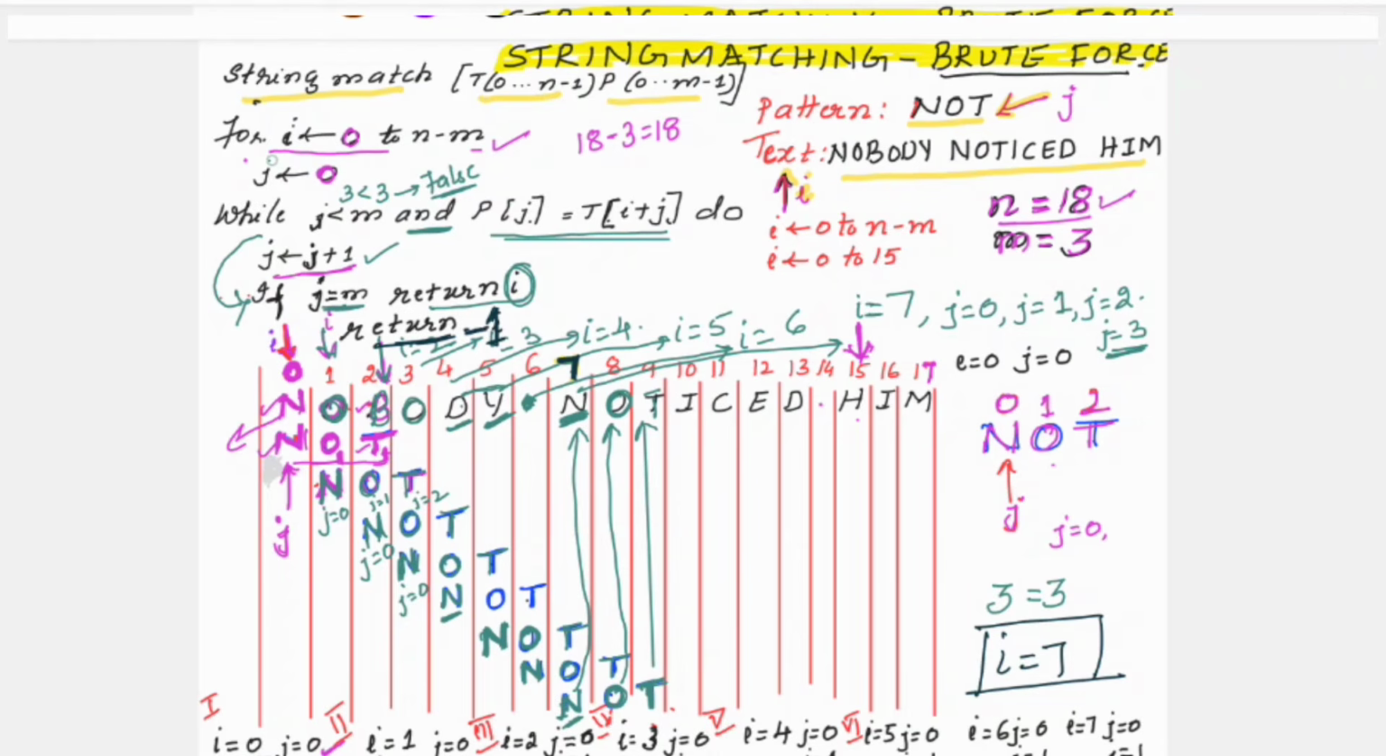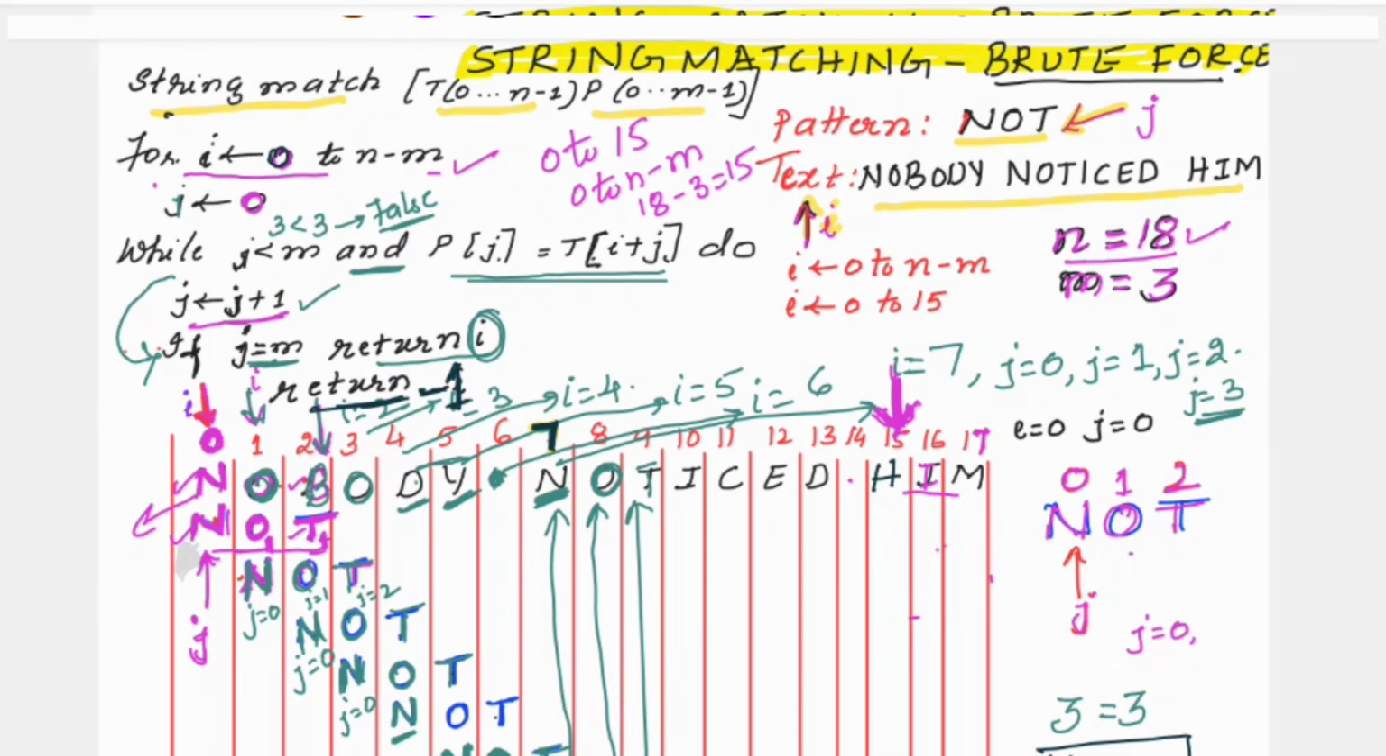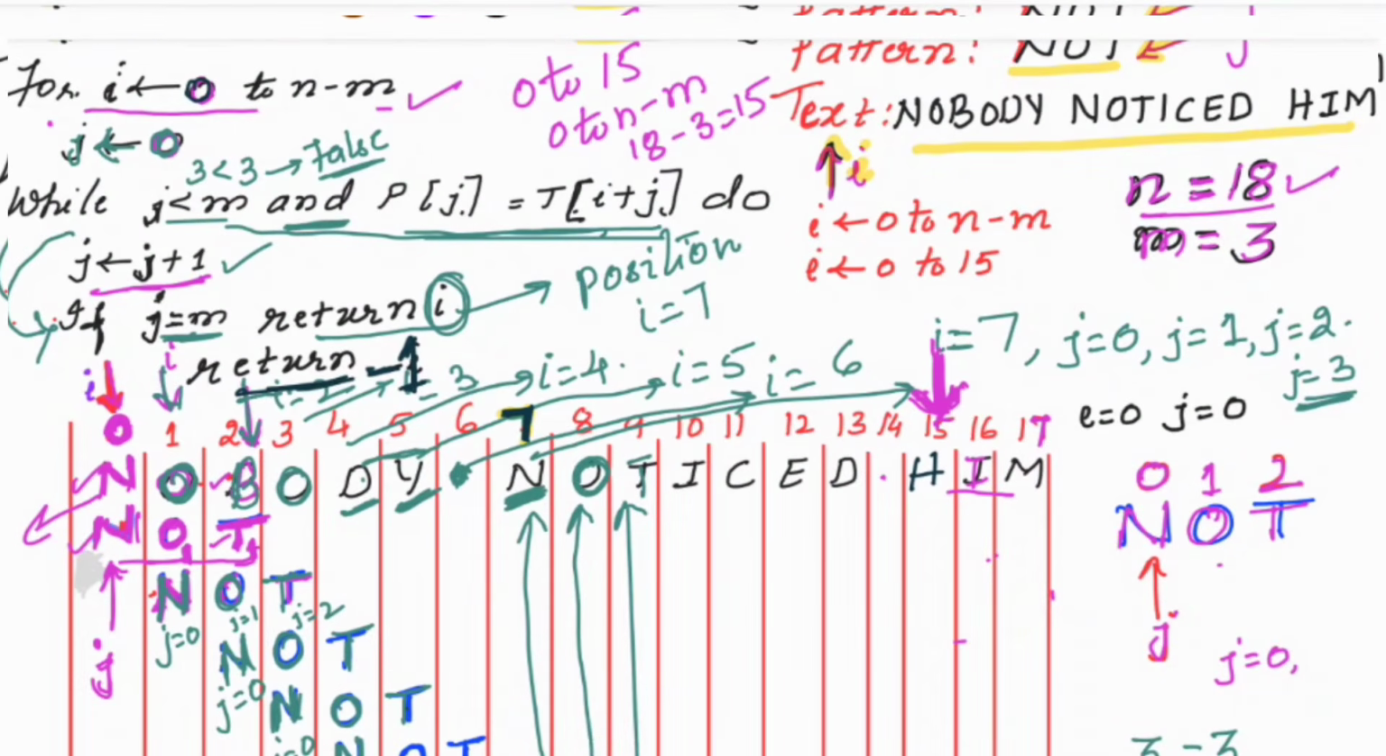You are trying to run the i loop 0 to 15, that is 0 to n minus m. n is 18 and m is 3, so it is 15. You can see here in the text you can run up till 15. Next line is j equal to 0. For the pattern it starts from j equal to 0 and it will check in the while loop j less than m. As I have already explained with the tracing how this while loop will get executed. And as per the pseudocode, it is going to return the position where the pattern is present. So i equal to 7 is the output, and if the pattern is not found, it will return -1.